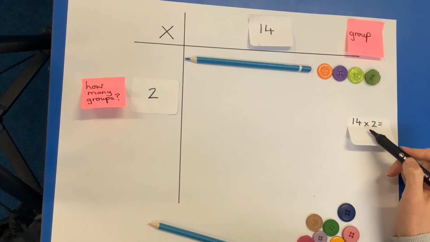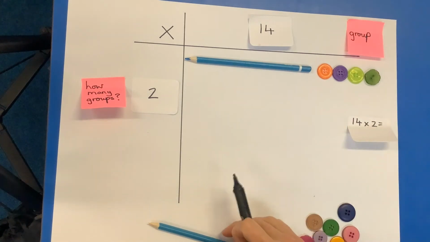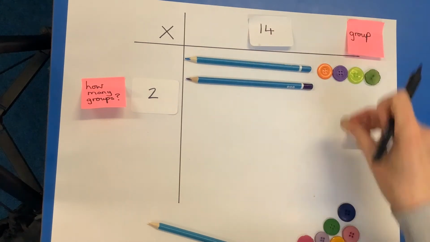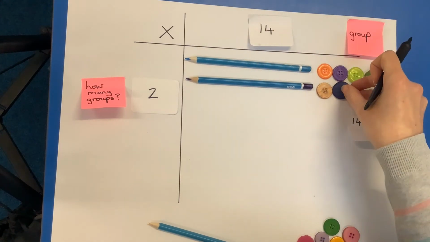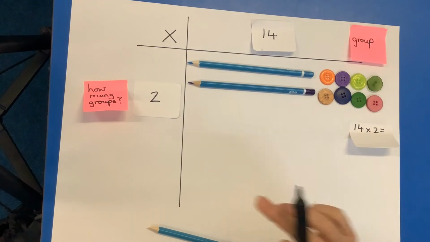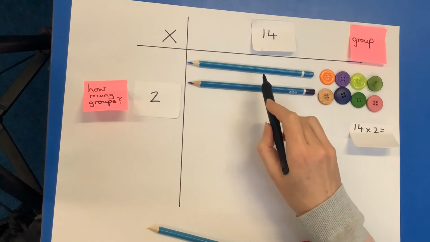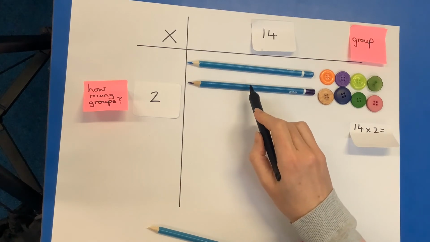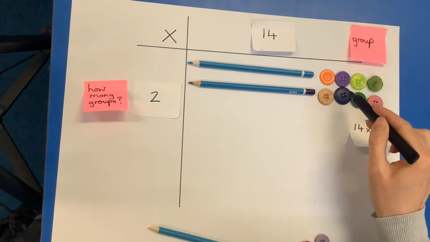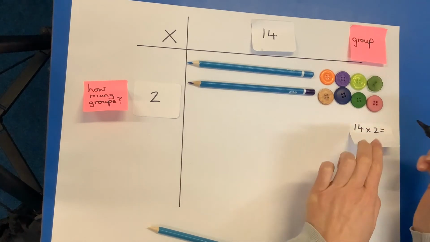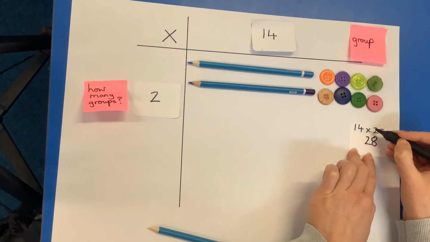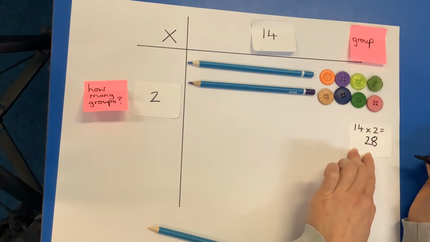How many groups of 14 do I need? I need 2 groups, so just one more set. Okay, here's my second 10, 11, 12, 13 and 14. So just like I did with my Deans, let me count up my 10s. 10, 20. Great. 21, 22, 23, 24, 25, 26, 27, 28. And if you're really good at doubling, you should know that answer. 14 times 2 is 28.